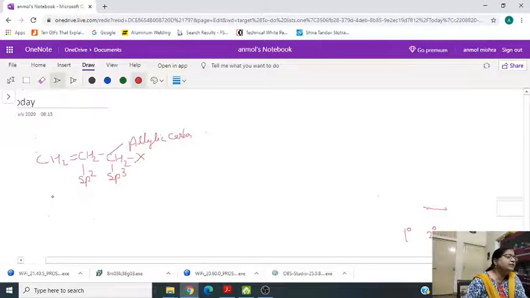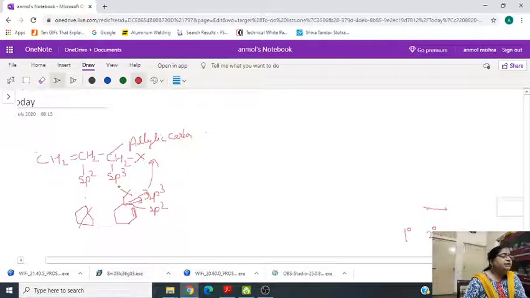Second example we can see in cycloalkanes. Now in cycloalkanes, again the double bond is present here, adjacent to it is the sp3 hybridized carbon and this carbon is sp2 hybridized. So again this carbon is known as the allylic carbon.